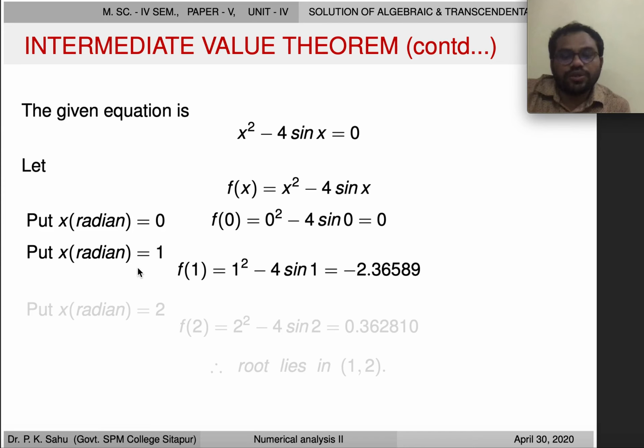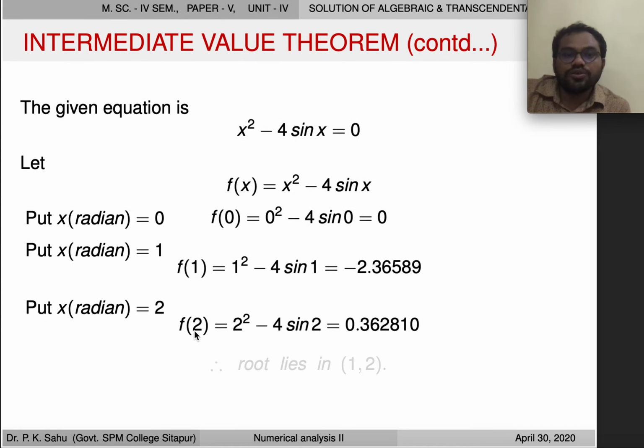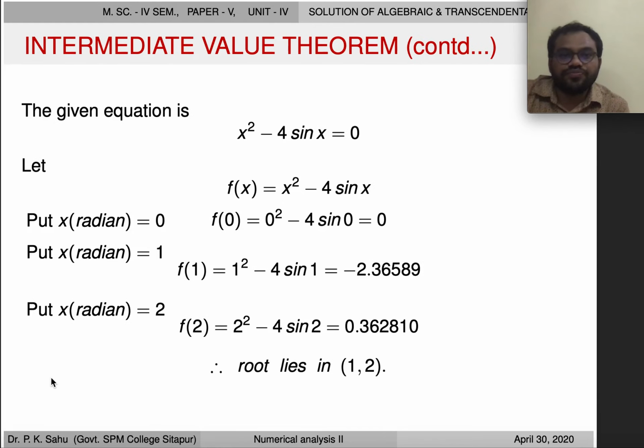Now take x is equal to 1. Then f of 1 is equal to 1 square minus 4 into sin 1 in radians. Then we have minus 2.36, which is a negative value. Now we put x is equal to 2. Then f of 2 is 0.36, so this is positive. f of 1 is negative and f of 2 is positive. So our root lies in between 1 and 2.